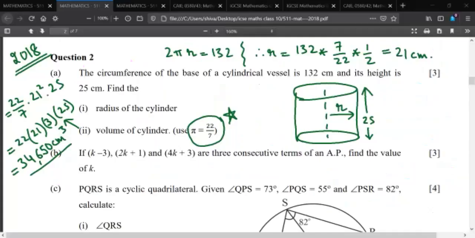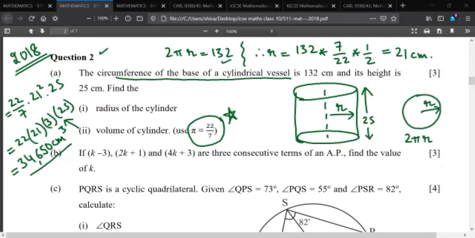Mr. Rudra, the next question is 2018, question number 2. We have been given the circumference of the base of a cylindrical vessel. So this is the cylindrical vessel. Always draw the diagram. The circumference of the base is 132. This is how the base looks. Base would be having a radius r, which is equal to the radius of the cylinder. The circumference is 2 pi r. I need to put 2 pi r is equal to 132 centimeter, and I will get the value of r to be 21 centimeter. Do not forget the units.